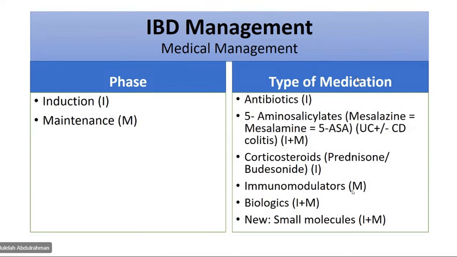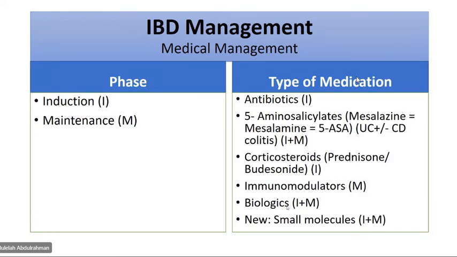Now, for immune modulators, we use them mainly for maintenance. When I say immune modulators, I'm talking mainly about azathioprine or Imuran and methotrexate. Methotrexate is only used for Crohn's disease. Azathioprine can be used for both UC and Crohn's. Methotrexate can be used for induction, but azathioprine is mainly for maintenance. So the general rule is that immune modulators are slow, so we use them for maintenance, except methotrexate in Crohn's.